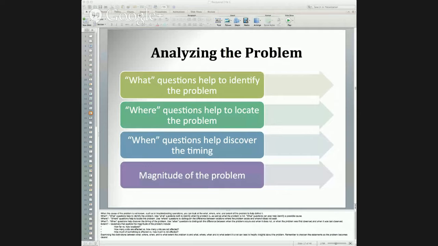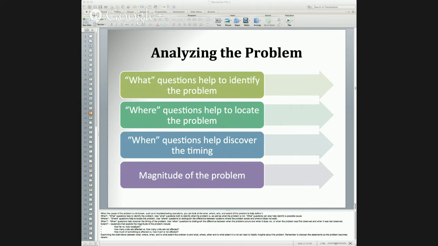When. When questions help discover the timing of the problem. Use when questions to distinguish the difference between when the problem occurs and when it does not, or when the problem was first observed and when it was last observed. Extent. Questions that explore the magnitude of the problem include how far versus how localized, how many units are affected versus how many units are not affected, how much of something is affected versus how much of something is not affected.